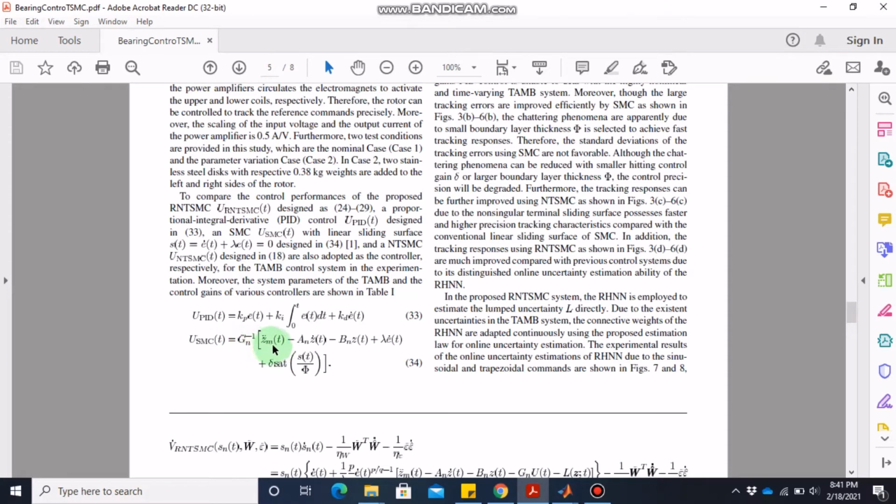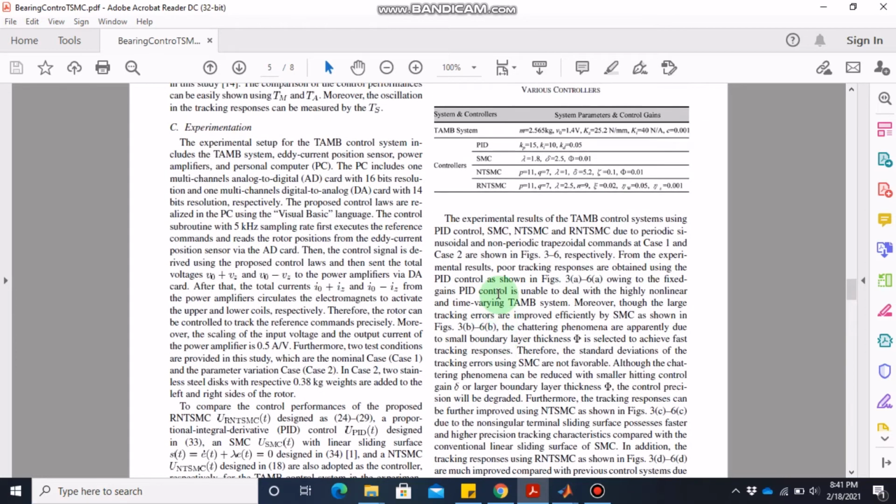times the second derivative of the desirable value of z, which is zm double dot, minus an times z dot minus bn times z, which is the cancellation of the model terms, then lambda times derivative of the error plus delta times saturation of this sliding surface divided by this phi, and the values of phi, delta and lambda are given in this table. So here for sliding mode control, lambda is 1.8, delta is 2.5, phi is 0.01.